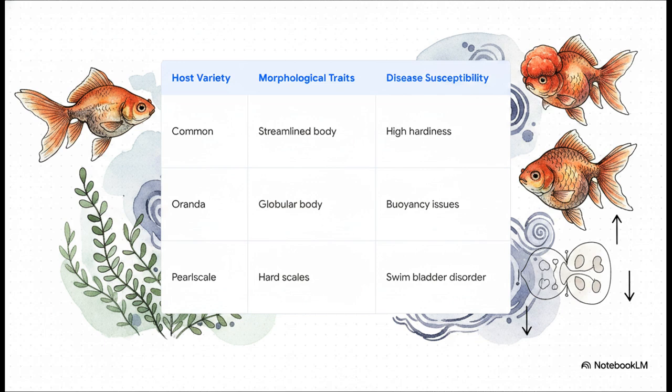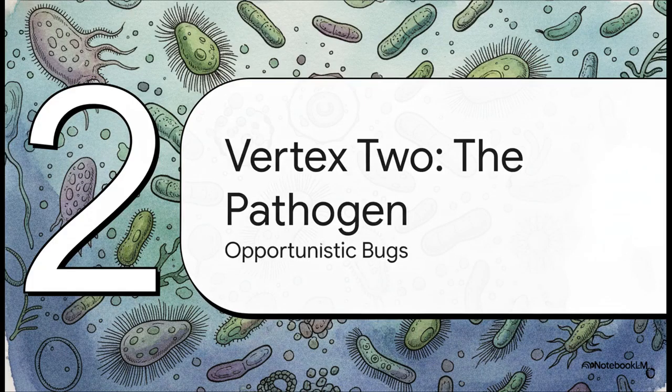But contrast that with the Ranchu, the lionhead, or the pearl scale. We've bred these fancy varieties to have these shortened, globular bodies and big head growths. Because of that shape, their internal organs are severely compacted. Their shortened body cavity means that if they get even slightly bloated, it presses right up against their swim bladder. Boom! They are suddenly highly susceptible to buoyancy issues, floating upside down, or sinking, just because their anatomy is mechanically compromised.